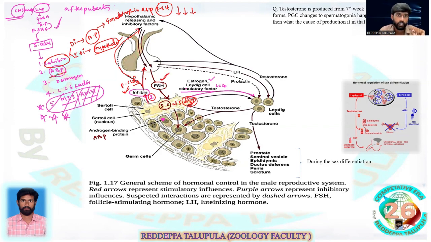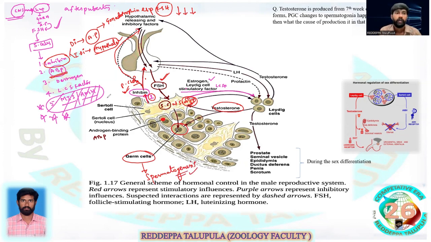Next, if we talk about the ABP, see, the ABP is present. This ABP binds with the testosterone and takes this testosterone, which is present in the intertubular space, into the spermatogonium or germ cells, and thus promotes spermatogenesis.